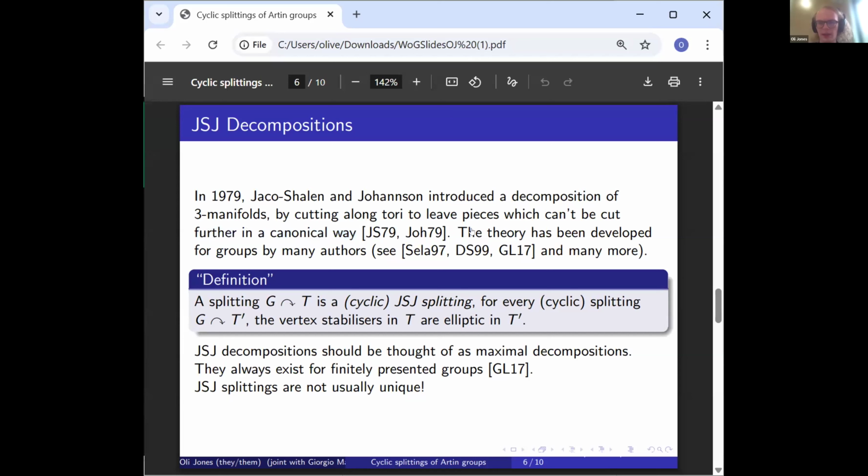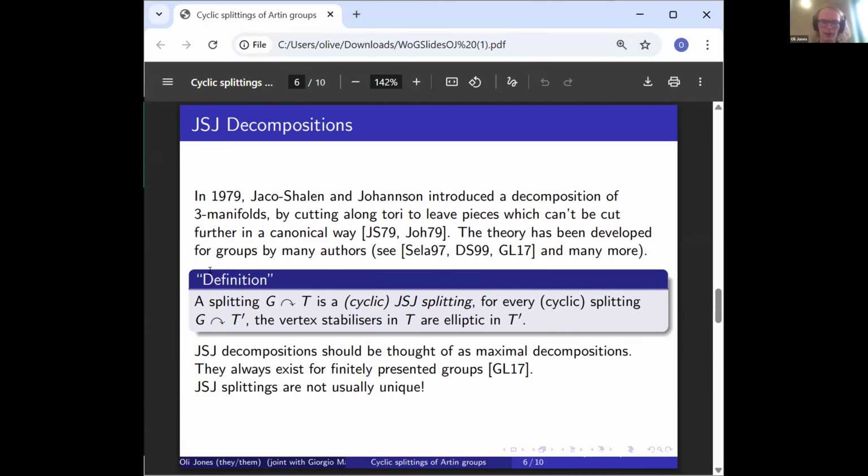So this idea has been developed by many authors, going back, as you can see, almost 30 years. Most prominently is probably Sela's work for hyperbolic groups, and indeed Sela's JSJ decompositions for hyperbolic groups were important for solving the isomorphism problem in that class. So there is some history of JSJ decompositions being used for isomorphism problems.